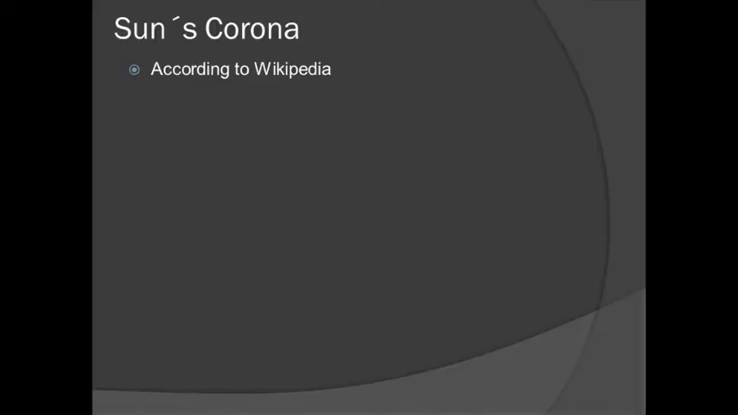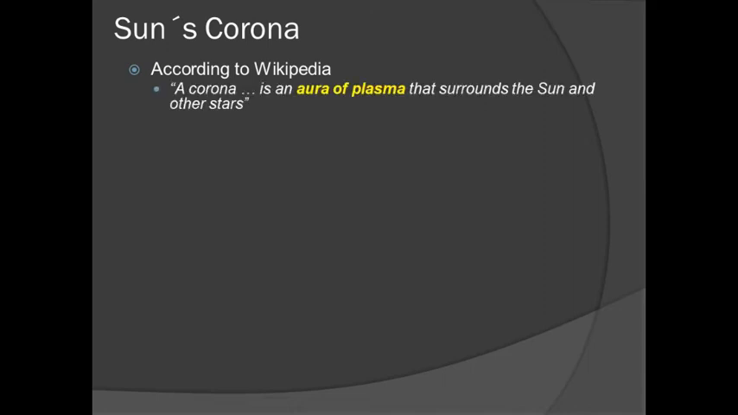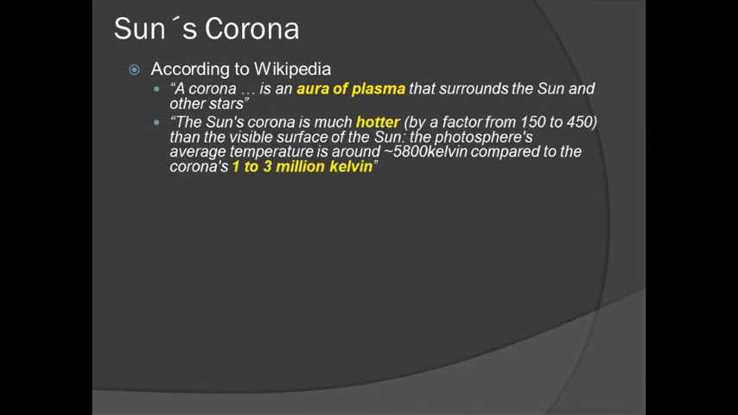For the purposes of our analysis, we are going to focus especially on the behavior of the particles that make up the solar corona. According to Wikipedia, a corona is an aura of plasma that surrounds the Sun and other stars. The Sun's corona is much hotter, by a factor from 150 to 450, than the visible surface of the Sun. The photosphere's average temperature is around 5800 Kelvin compared to the corona's 1 to 3 million Kelvin.